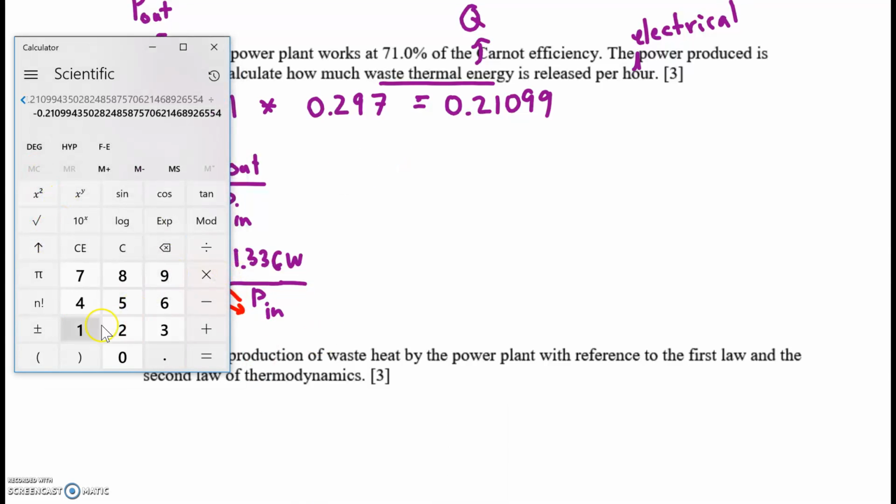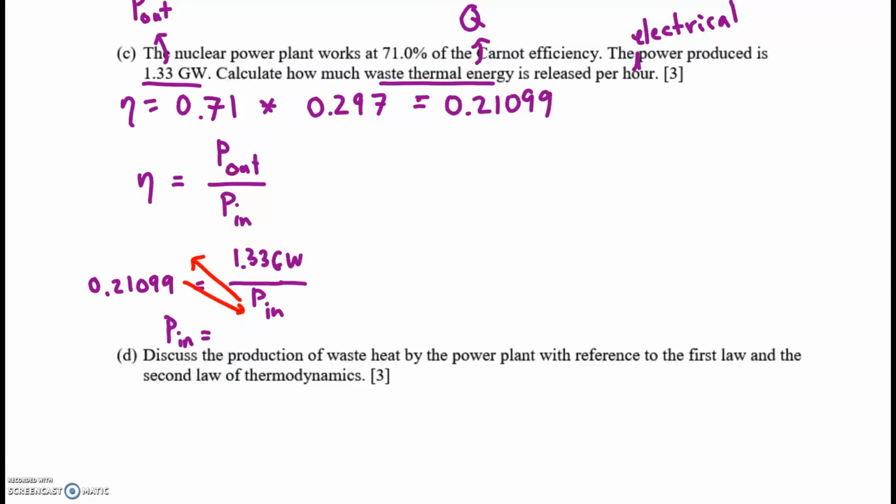And let me do this backwards again. 4.739 positive gigawatts. So now let's find the rate at which energy is wasted. And remember, we said take the total, subtract the useful output, out.